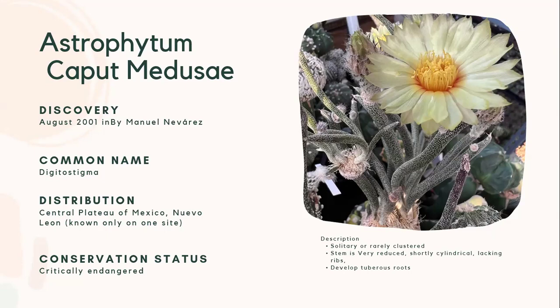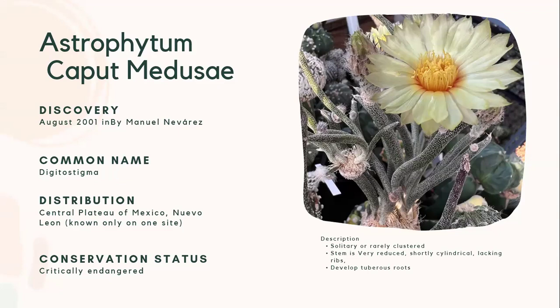But Astrophytum caput-medusae was only recently discovered in 2001, and it is very cryptic in the habitat. It was found because it was flowering. If it's not flowering, you can't really see this plant. So this is listed as critically endangered, not only endangered, because it's only growing in one single location. So this is a very fascinating plant.